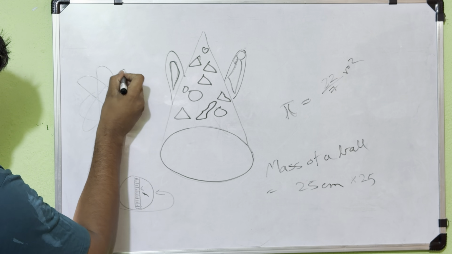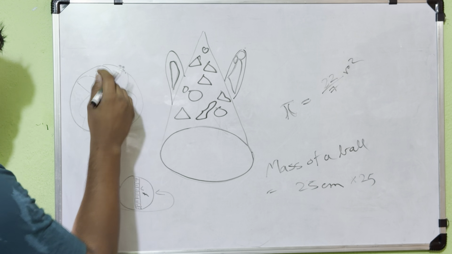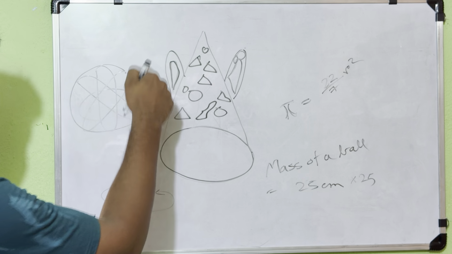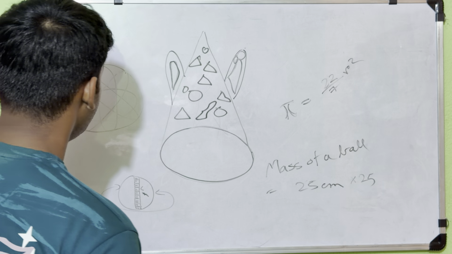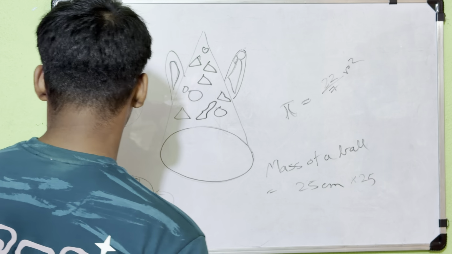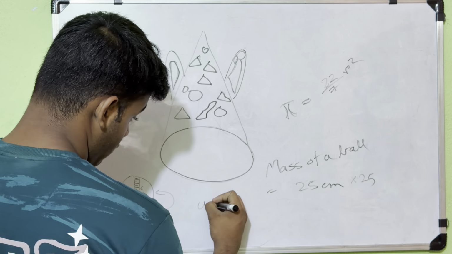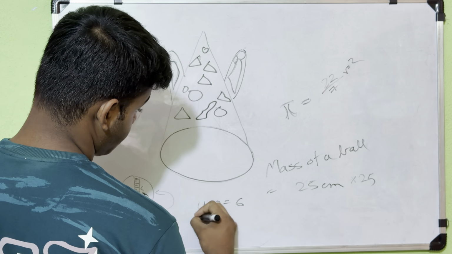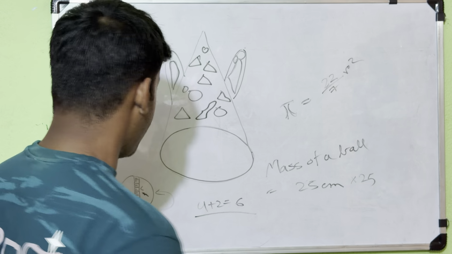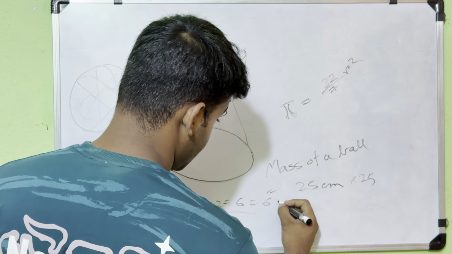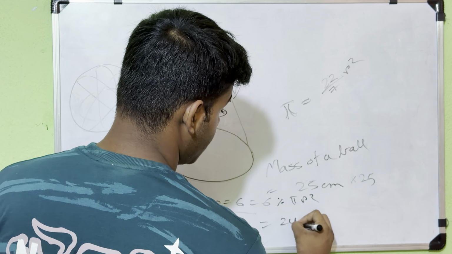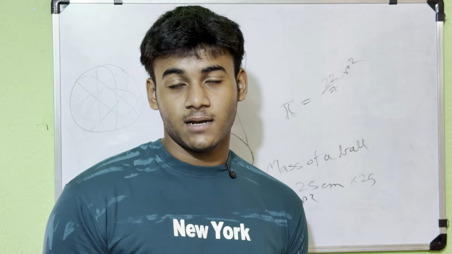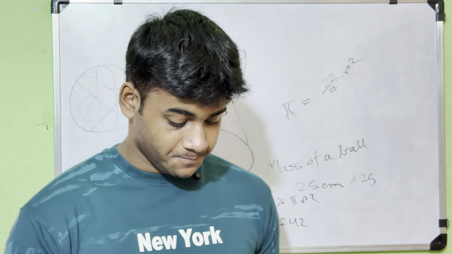This is how a ball looks. We have to take all these dimensions, and after taking all three dimensions, one, two, three, and four. 4 plus 2 equals 6. After doing this, we have to divide it by 6, then multiply by pi r square, and that comes to 242. Its approximate weight is 242.